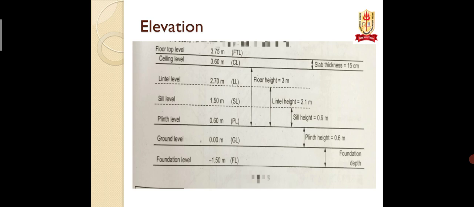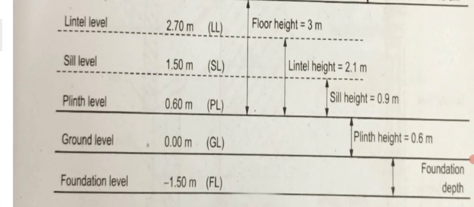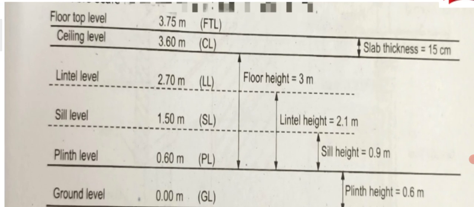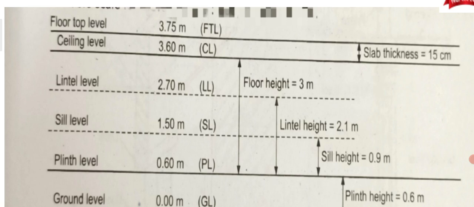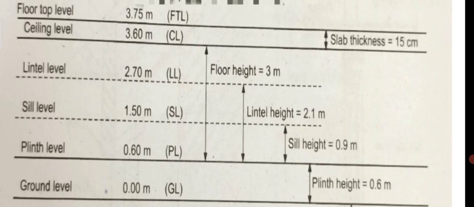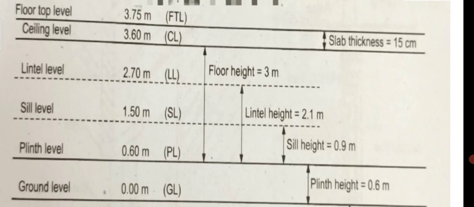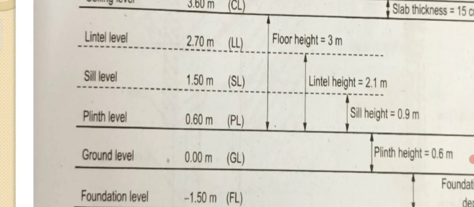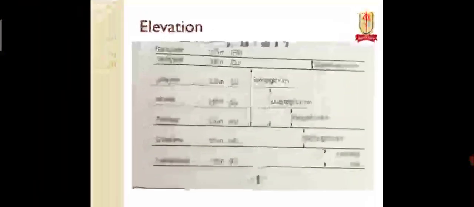As you can see, for elevation we should know all these heights. Plinth height, then we should know the plinth level, sill level, lintel level, ceiling level. Then we should know the floor height, the lintel height, the sill height. Sill level and sill height are different. Why? Because sill height we calculate from the plinth level and sill level we calculate from the ground level. Like this, they both are different from each other, because one we consider from the ground level and one we consider from the plinth level.